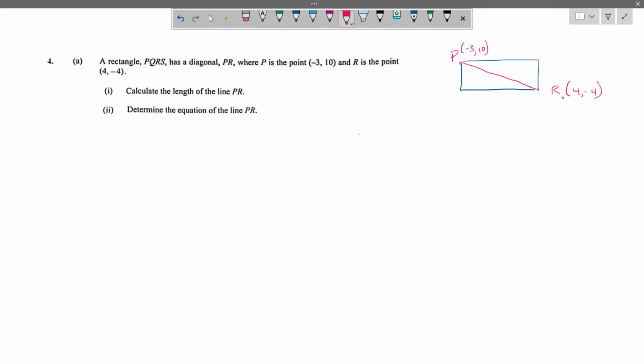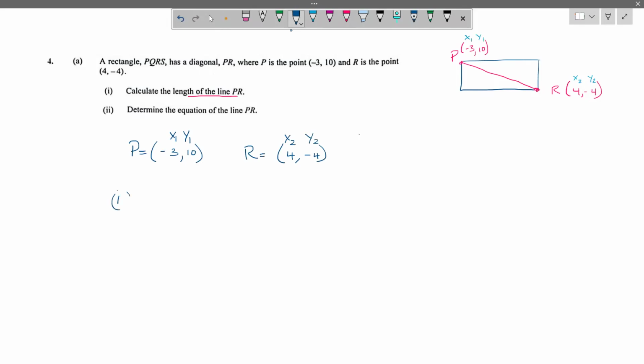So these are the two points on the line, right? This is the line we're interested in. Calculate the length of the line, right? So as usual, x1, y1, x2, y2. Let's go into working it out. I always like to state what I'm given, so I'll write the points and I will label them x1, y1, x2, y2.